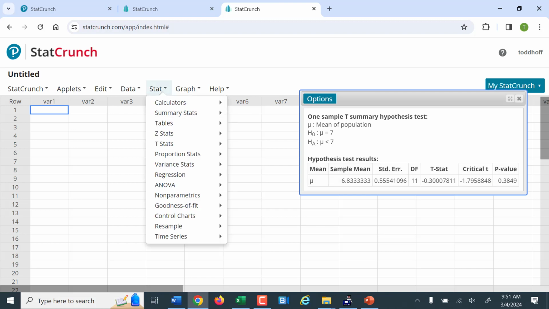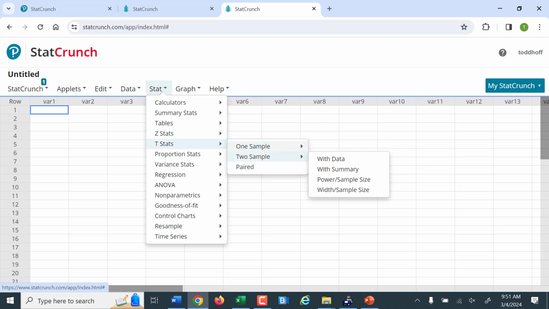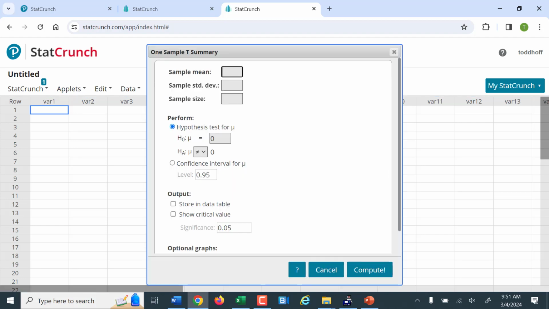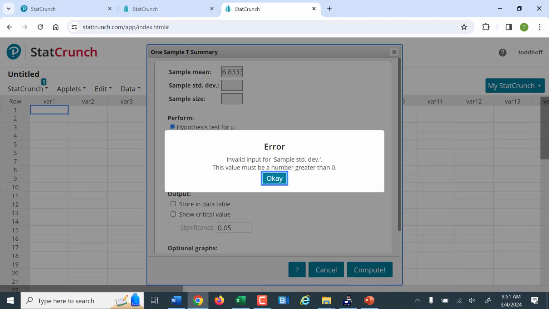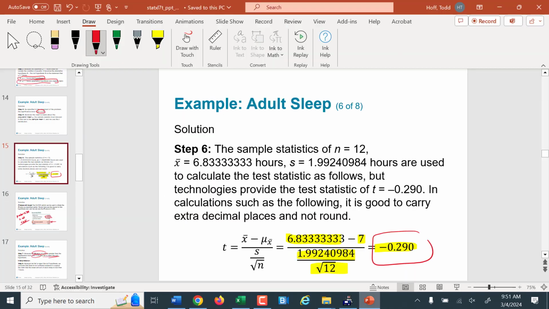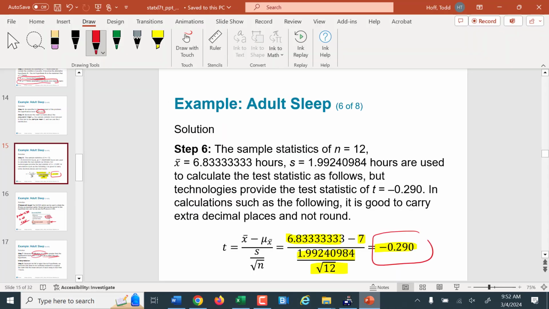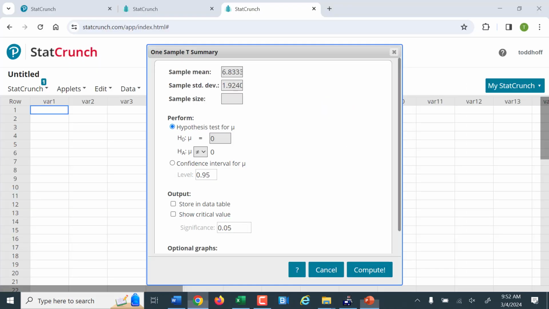Let's go back. I'm going to redo this one, and I'll put in the exact standard deviation, see if that makes much of a difference. So sample mean. Let's get my standard deviation, 1.9240984. Good thing I double checked that.